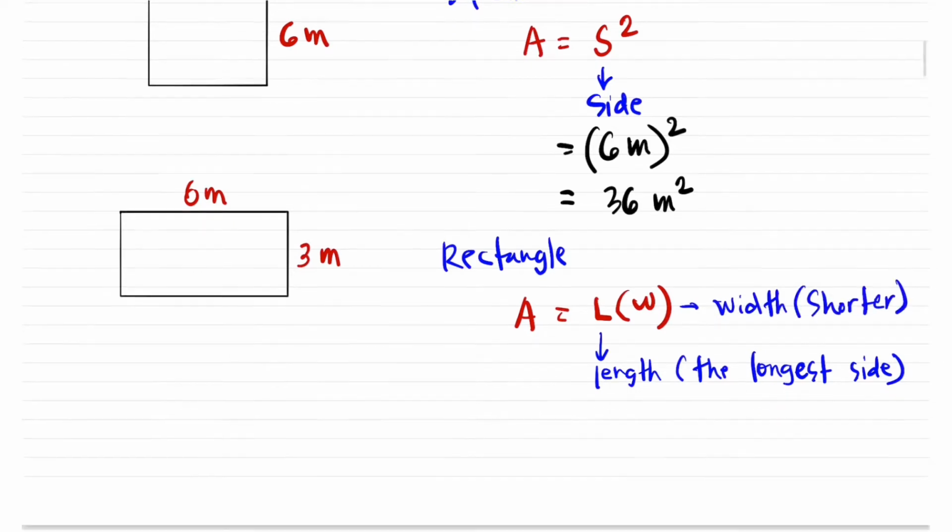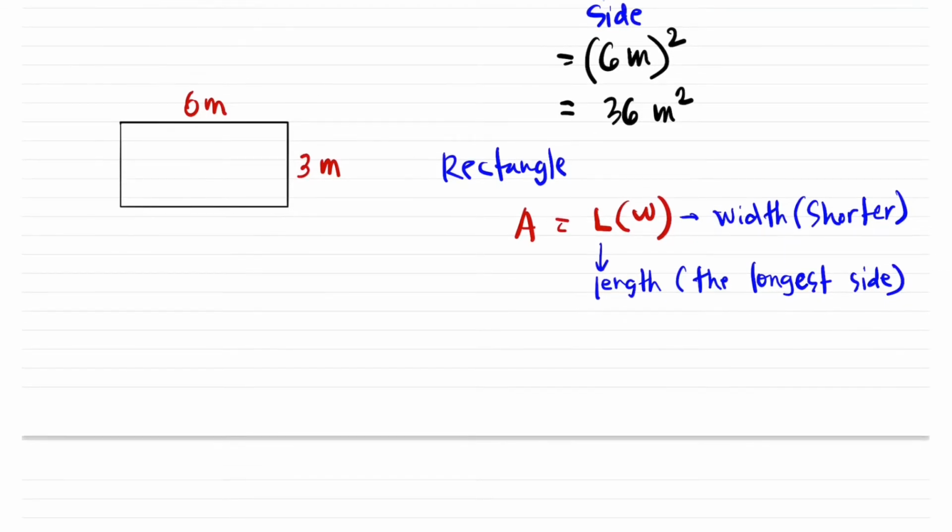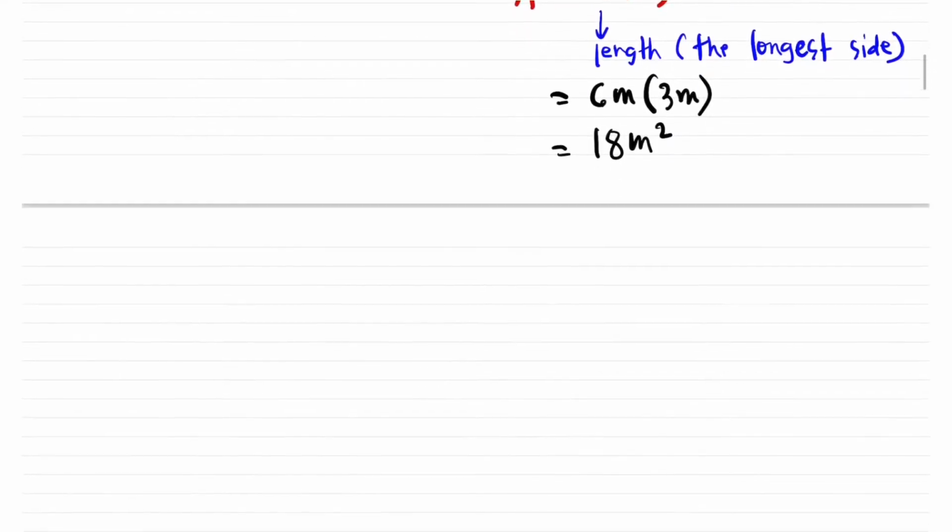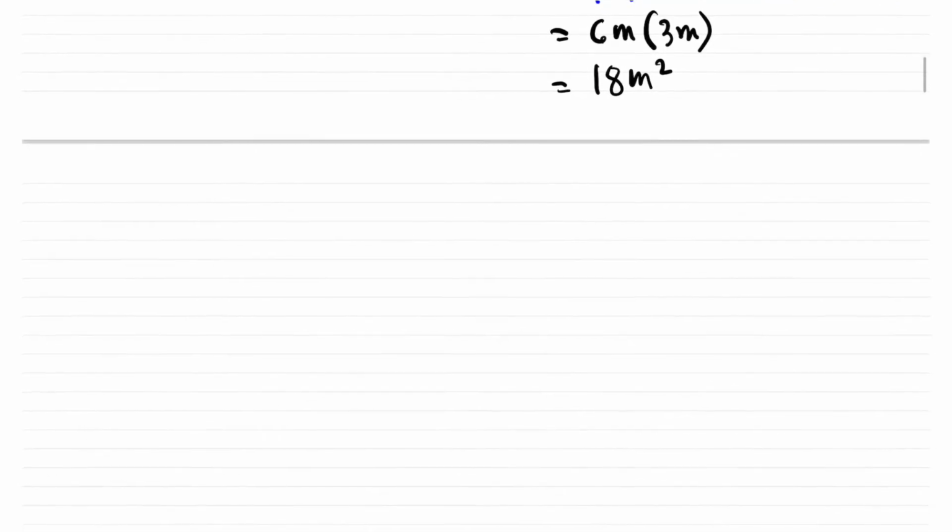So we have now area is equal to length 6 meters times 3 meters, which is equal to 18 meters squared. So that is the area for this rectangle. Now we have a triangle.